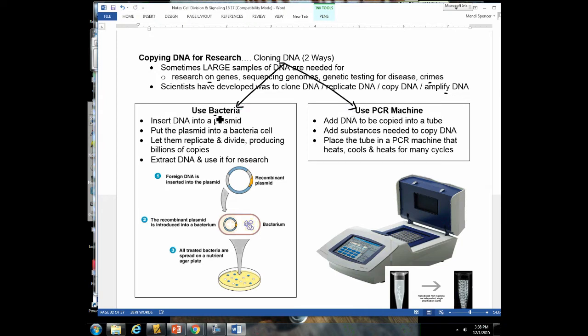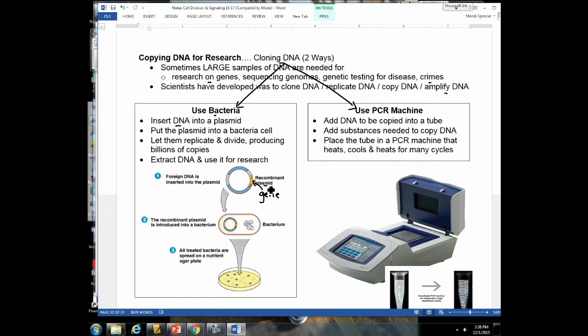The first way is using bacteria, and this was basically the old way of trying to make multiple copies of DNA. So bacteria divide by binary fission, and they divide very quickly. So if we could take some DNA, so let's say there's a gene that you wanted to make multiple copies of, and basically here's that gene right here. Remember, circular pieces of DNA that are extra pieces of DNA in a bacteria cell are called plasmids. So this is why it's called a plasmid. It's an extra piece of DNA that we can put in bacteria cells.